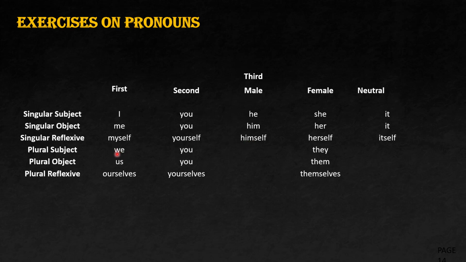Plural subject, we. I becomes we here. Second, you. And then they. Okay. Plural object, it's us, you, and them. Okay. Reflexive, ourselves, yourselves, themselves. Okay. Third form. So remember this one. So in short, to summarize, he, she, it. Okay. And then I, you, and then yourself, himself, themselves.